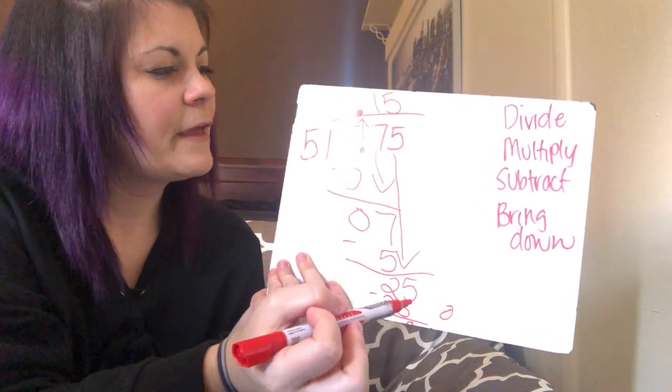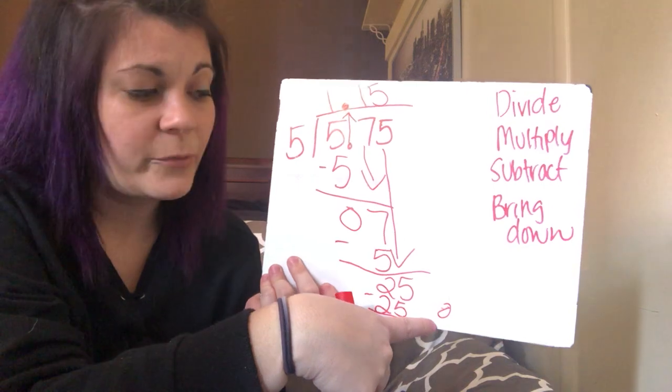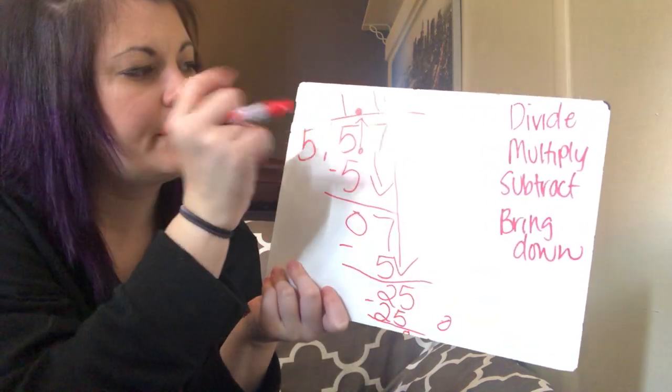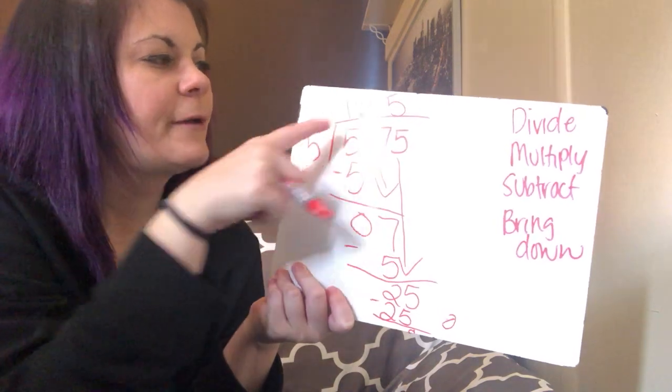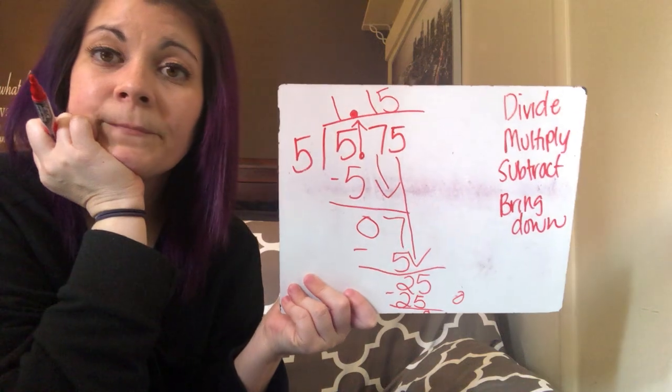And then bring down. There's nothing else to bring down. We have a remainder of 0, so we can stop. So 5.75 divided by 5 is 1.15. And that is how you divide decimals.